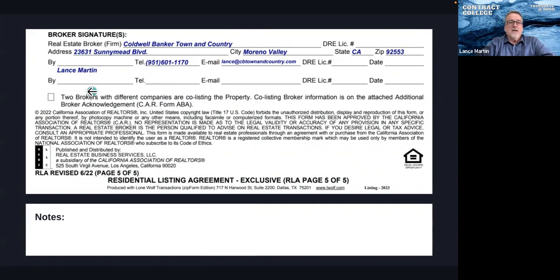If you have a teammate or you're using another agent, you've got the ability to do a second one on the form. Or if you've got two brokers with two different companies, which you can do, it's rare, you're going to use form ABA. We go through that later.